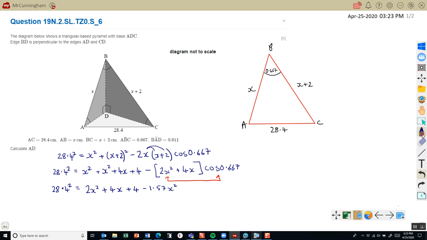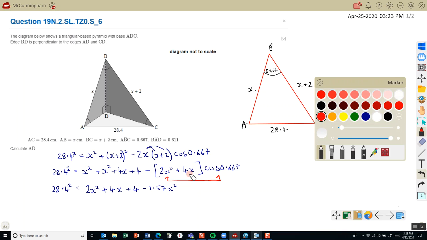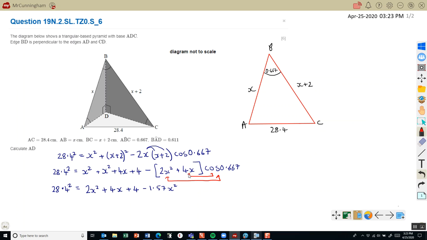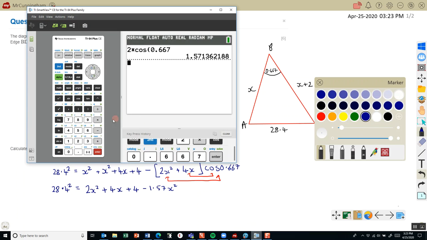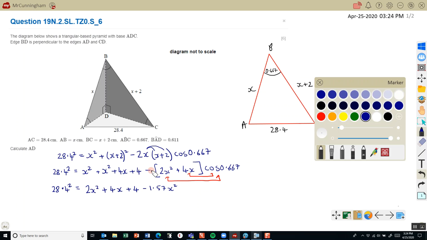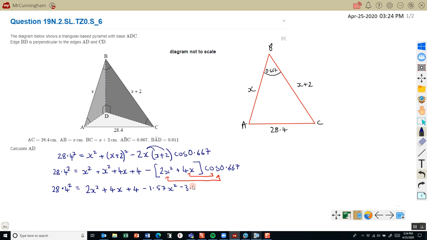Now I have to do cos of 0.667 multiplied by this. So 4 times cos of 0.667 is 3.14. And again, it's going to be subtract 3.14x. Okay, it's subtract because we're subtracting all of this. Okay, now we can keep tidying up.